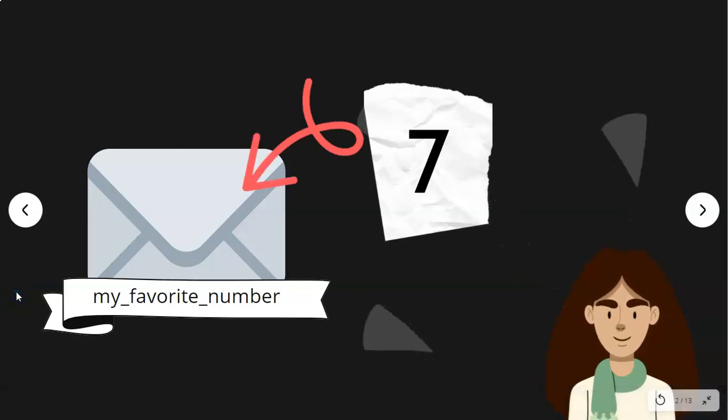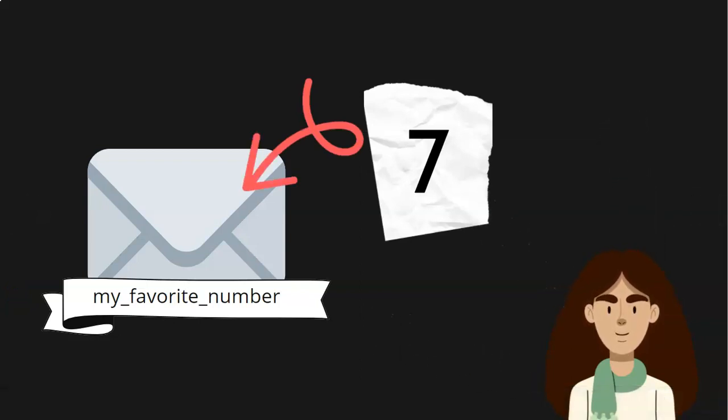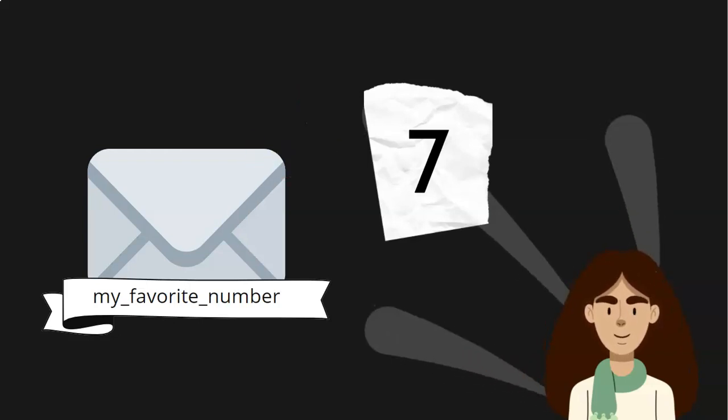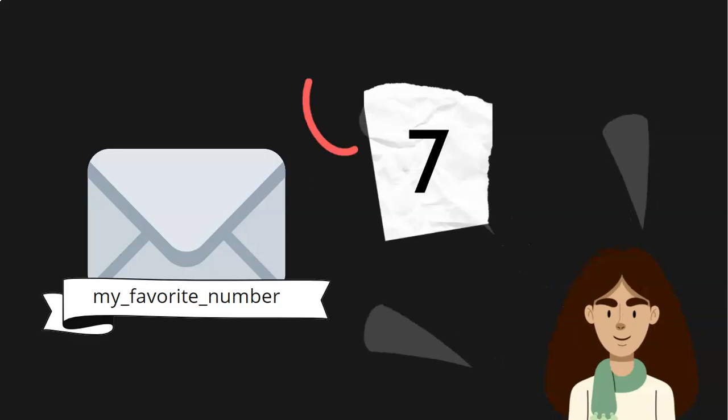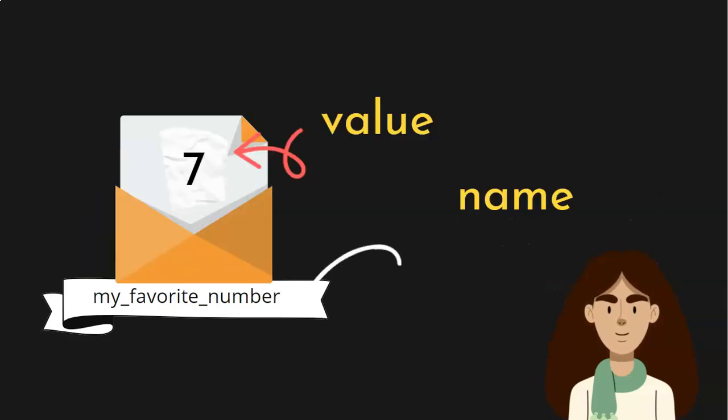Imagine you wrote the number 7 on a piece of paper, then put the piece of paper in an envelope with "my favorite number" written on it. I agreed to look after the envelope for you. That's how variables work when you're writing code. A variable has a name, like my favorite number, and a value, like the number 7.